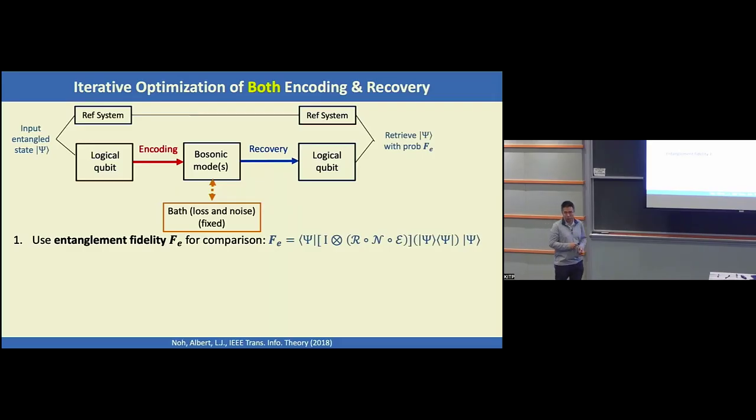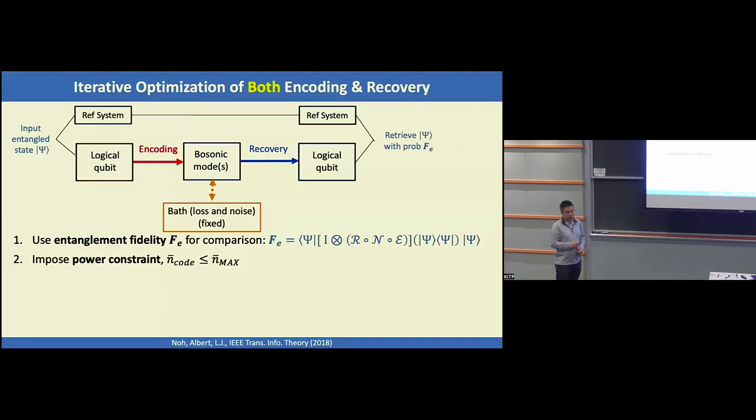And you can define entanglement fidelity as the overlap of the final output state, going through all these encoding, noisy channel, and recovery, with the ideal maximally entangled state. And that's called entanglement or process fidelity. The reason we choose such a fidelity is because it's a linear function of the encoding, the noise, or the decoding, which means that we can actually do semi-definite programming to optimize these different operations.